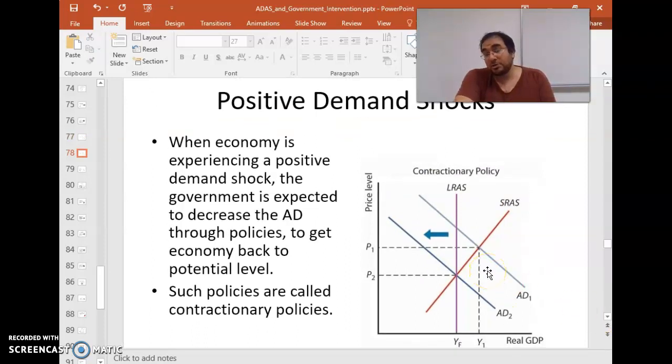In case of positive demand shocks, basically what will happen? Well, you might have this AD1 and the SRAS curve and the LRAS curve might be like this. So some factor might have shifted your aggregate demand curve to the right. Well, if you leave the market by itself, the SRAS curve will shift up and you will end up at the potential output level, but at a higher price level, which might be also a higher inflation level if you have stable inflation.